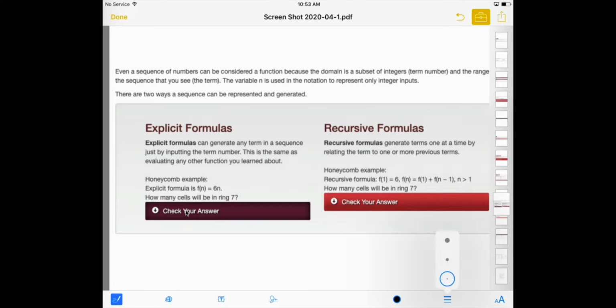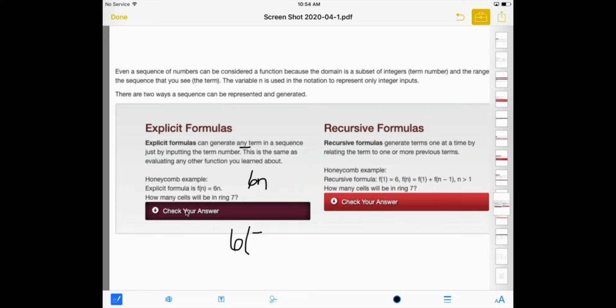Then underneath the honeycombs, the lesson starts talking about explicit and recursive formulas. The explicit formula is the one we mainly talked about together in class. This is where we can generate any term in a sequence. I don't care if I'm looking for the 4th term, the 5th term, the 629th term. All I need to do for the honeycomb is take the number 6, which was the number in the first ring, and multiply it by whatever ring I'm trying to find. So if I want the 254th, I would take 254 times 6, and that should give me the number of honeycombs in the ring.